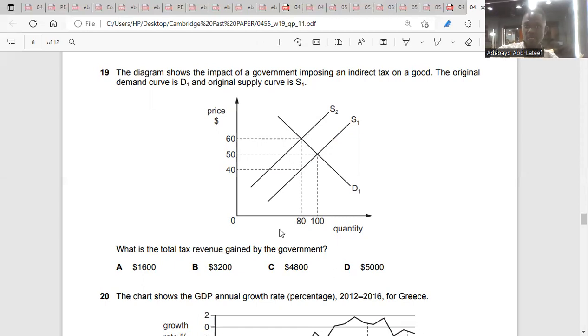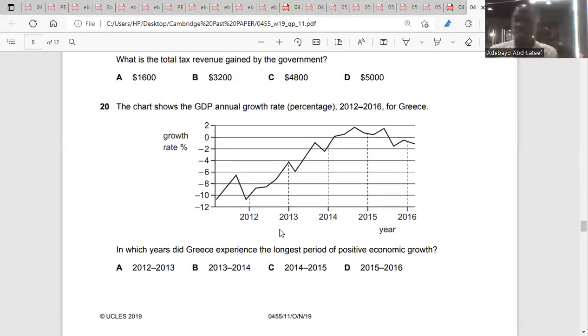Do you get it? From S1 to S2, the difference is 60 minus 40, that's 20. And 100 to 80, that's 20. So it is 80 multiplied by 20, which is $1,600. Is it clear? Yes.